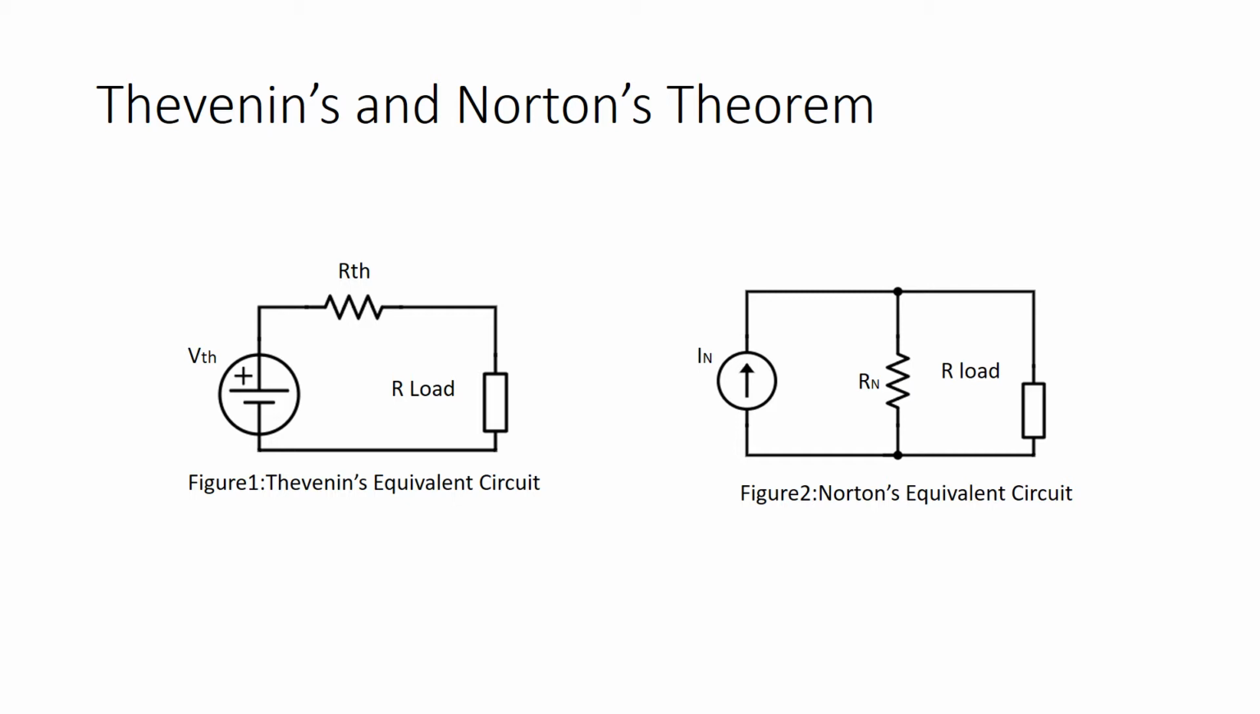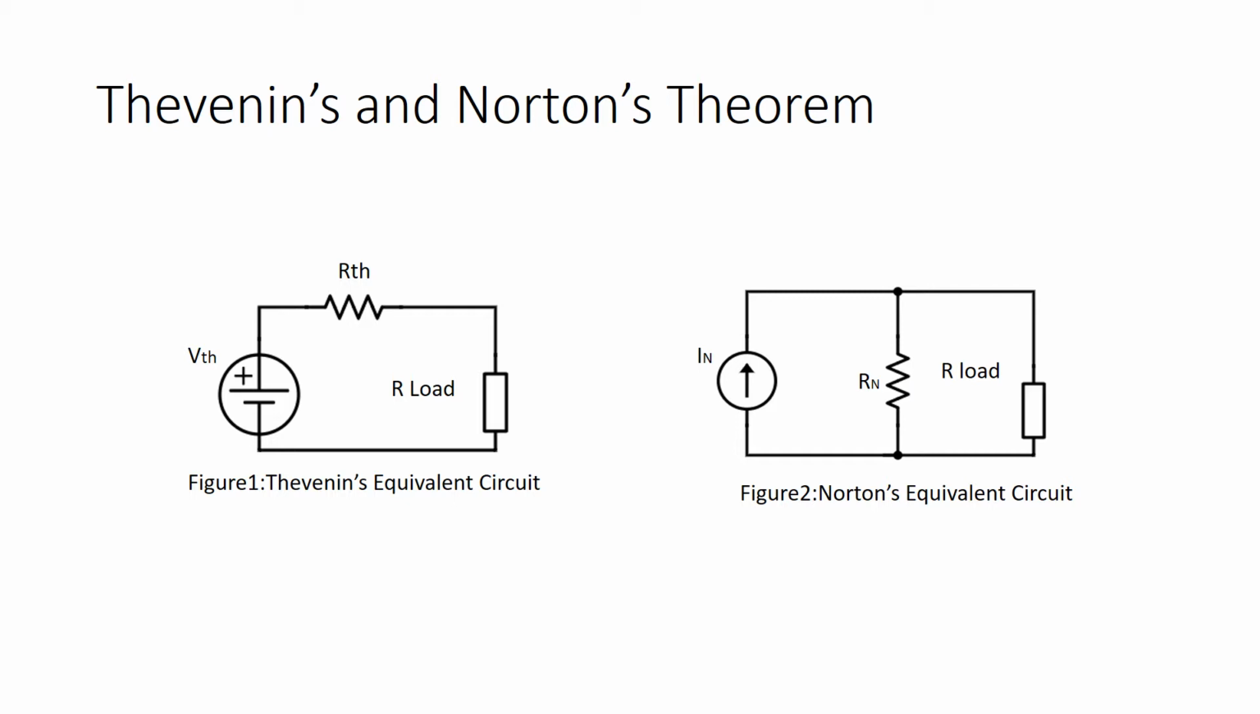The Thevenin theorem states that a linear two-terminal circuit can be replaced by an equivalent circuit consisting of a voltage source, that is V Thevenin, in series with a resistor, that is R Thevenin, where V Thevenin is the open circuit voltage at the terminals and R Thevenin is the input or equivalent resistance at the terminals, where the independent sources are turned off.